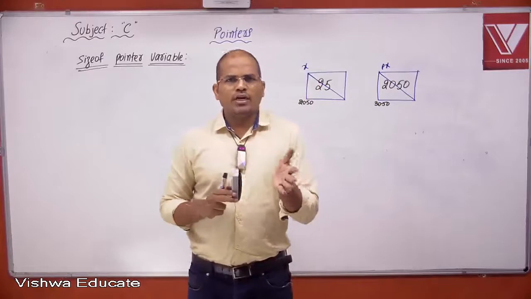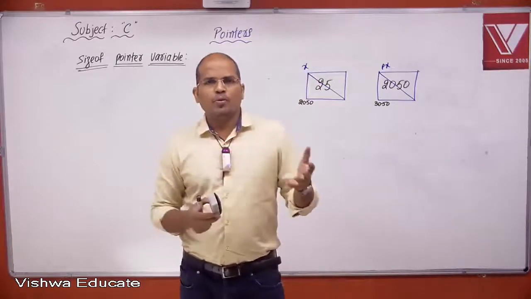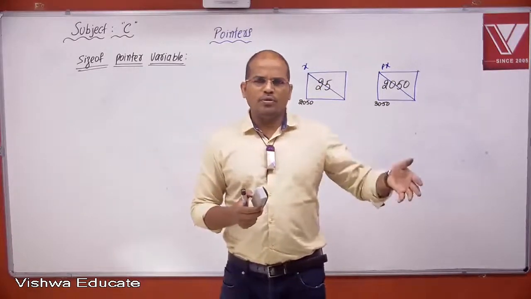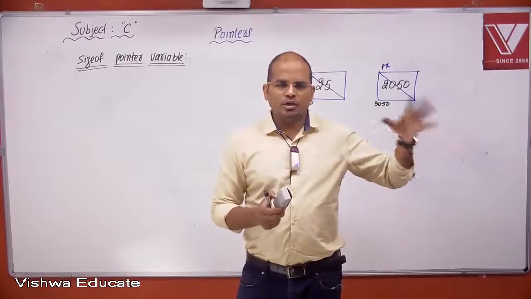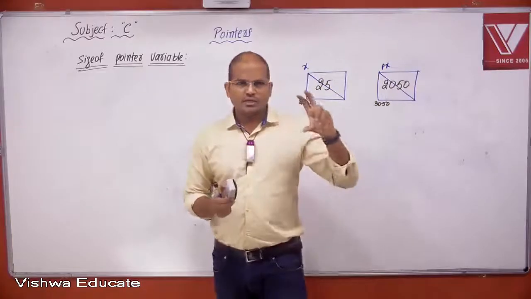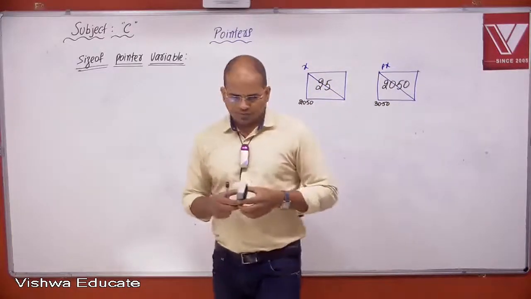Integer pointer stores address of integer variable. Float pointer stores the address of float variable. Character pointer stores the address of character variable. The common word is address, right? Address, address, address.